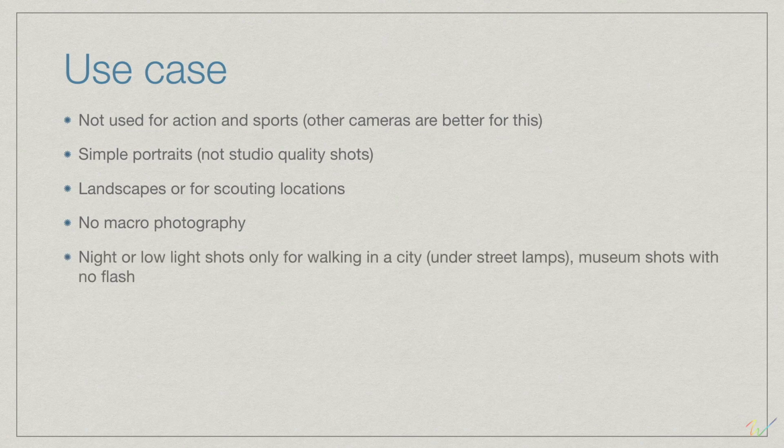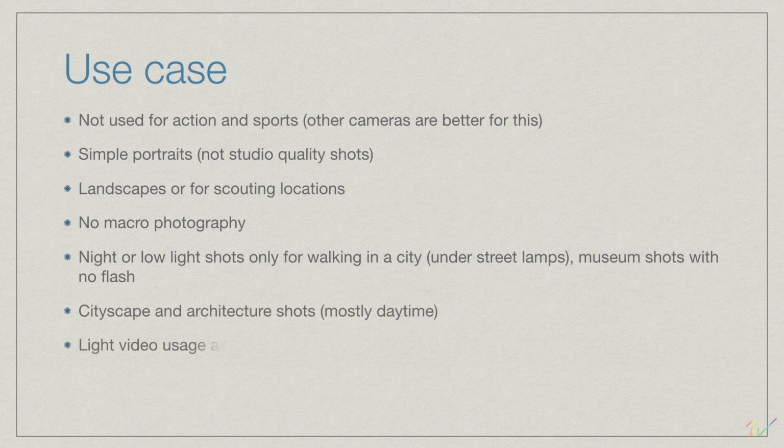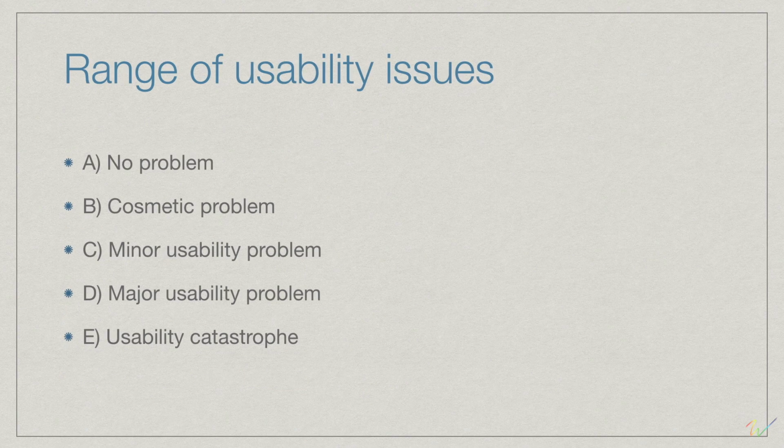Any night or low light shots will be restricted to walking in the city under street lamps, or in museums where flashes are not allowed. The cityscape and architecture shots will be taken mostly during the daytime, and the camera will be used as a second body for some light video usage. And finally, we can assume that the photographer is an advanced or expert user. Usability issues can range from no problem at all or cosmetic problem through minor or major usability problem, and all the way to usability catastrophe, where all you want to do is return the product.